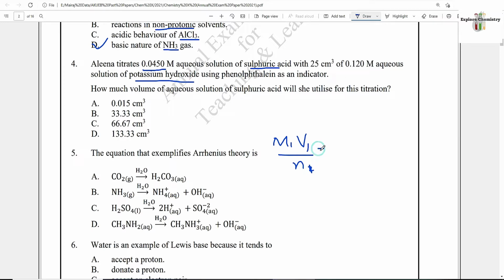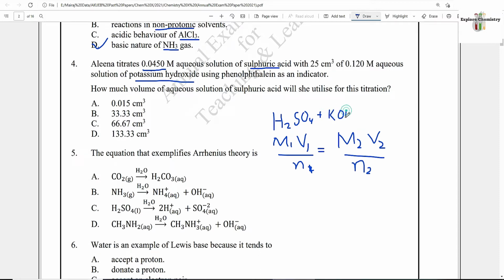This is M1 V1 N1 and M2 V2 N2. Two solutions are given over here, sulfuric acid and potassium hydroxide. So let's mark 1 as sulfuric acid. We need to write a balanced chemical equation between sulfuric acid and potassium hydroxide when these two react.